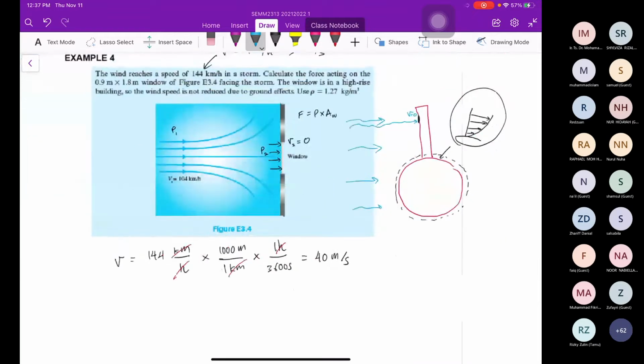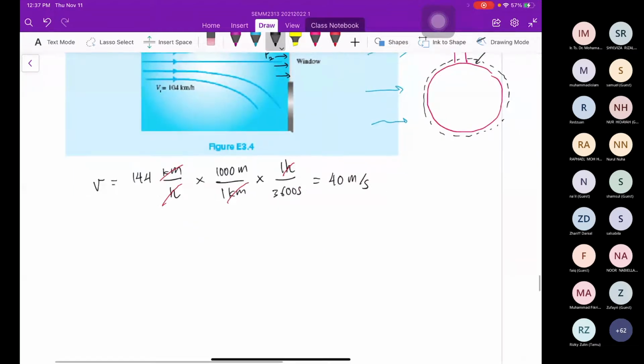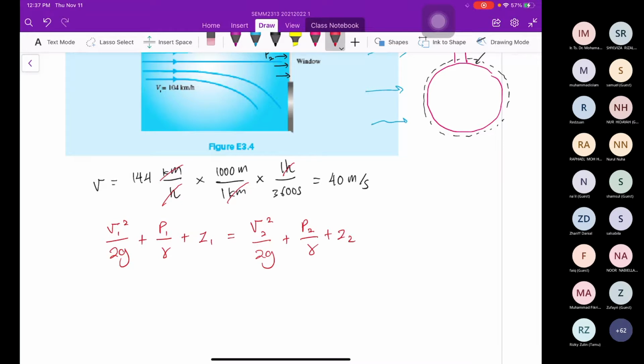Alright. What do you think of the elevation? The elevation H, maybe the Z. Z1 and Z2. Is it the same? Yes, it is the same. Z1 equal to Z2. So now we can apply directly the Bernoulli equation, which is V1 squared over 2g plus P1 over gamma plus Z1 equal to V2 squared over 2g plus P2 over gamma plus Z2.